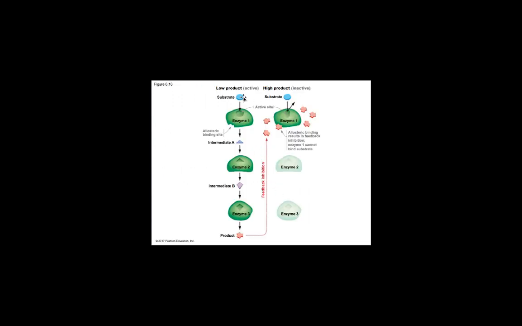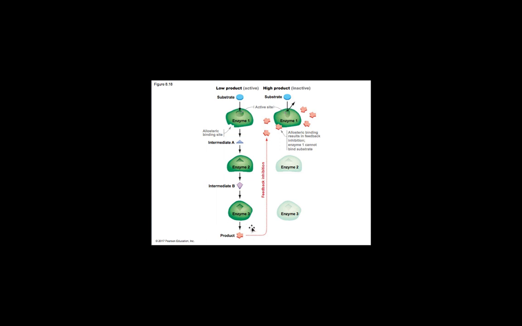Alright, so this represents a regular active enzyme. We have low product, so we want to make product. We need to make more product by converting the substrate, the reactant, into a product. Substrate binds the active site. We're going to get our intermediate. The intermediate binds the enzyme. We get another intermediate, goes to another enzyme, and we get our product.